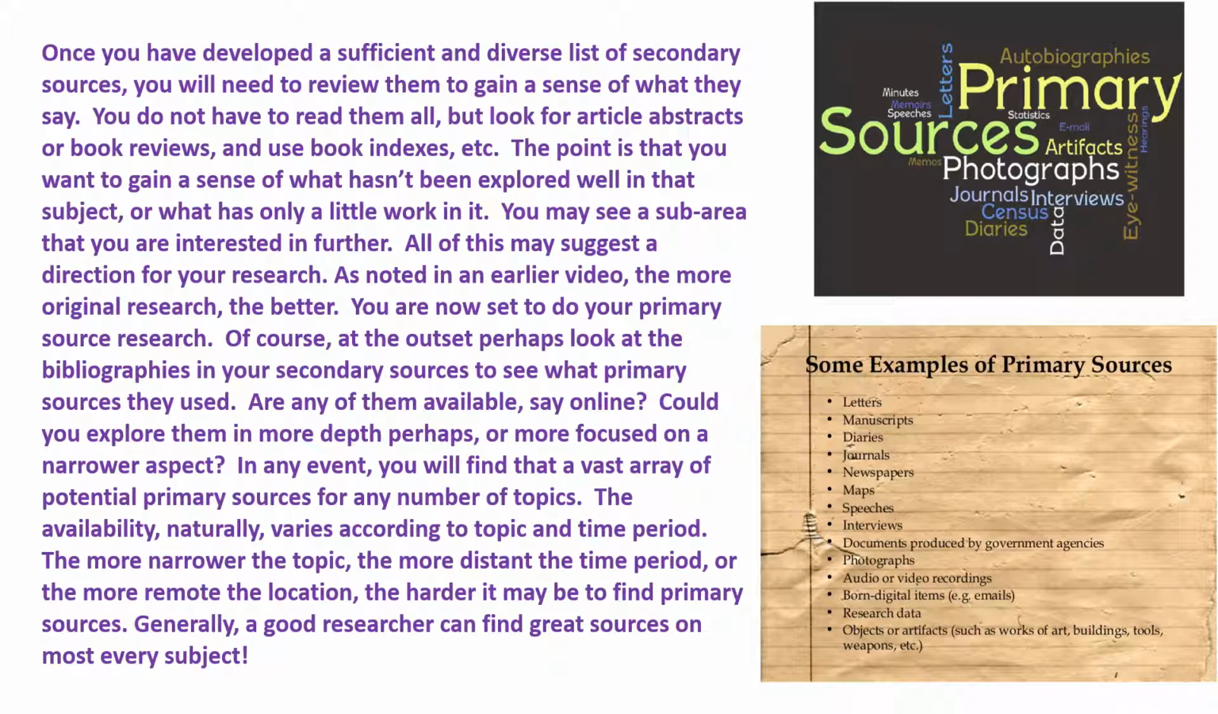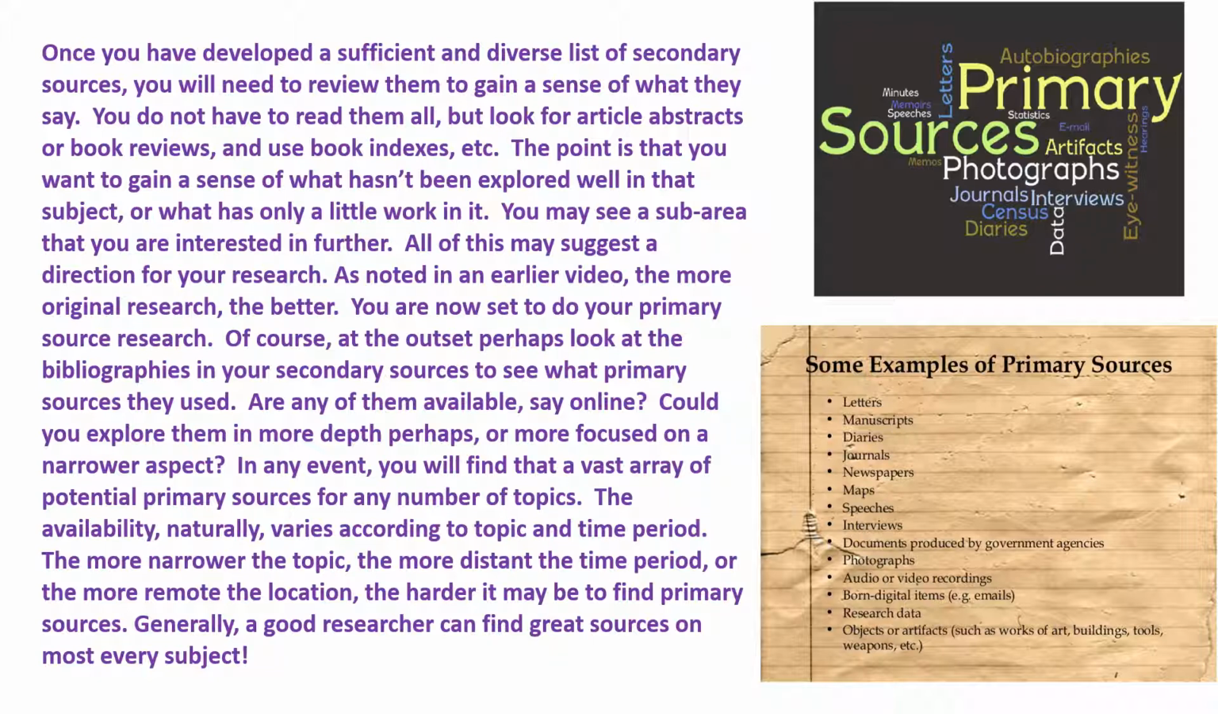Once you've developed a sufficient and diverse list of secondary sources, you need to review them to gain a sense of what they say. You don't have to read all of them, but look for article abstracts or book reviews and use book indexes. Remember that the theses are generally in the introduction and conclusions, which helps you synthesize the book. The point is that you want to gain a sense of what hasn't been explored well in that subject or what has only a little work in it. You may see a sub area that you're interested in exploring further. All this may suggest a direction for your research.